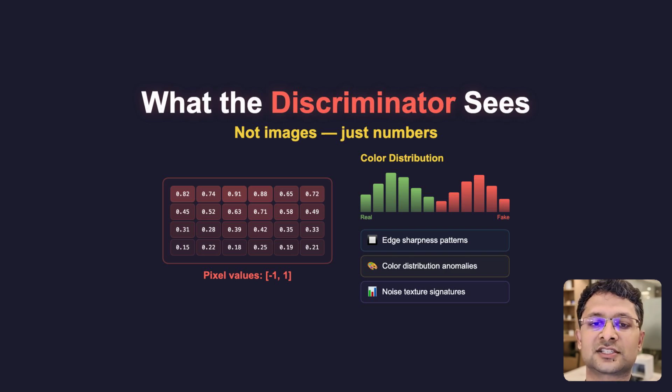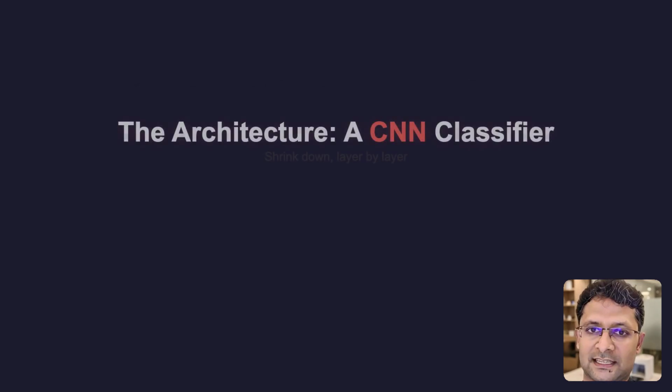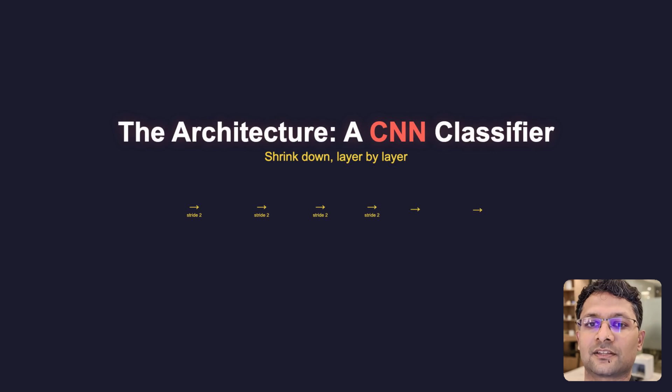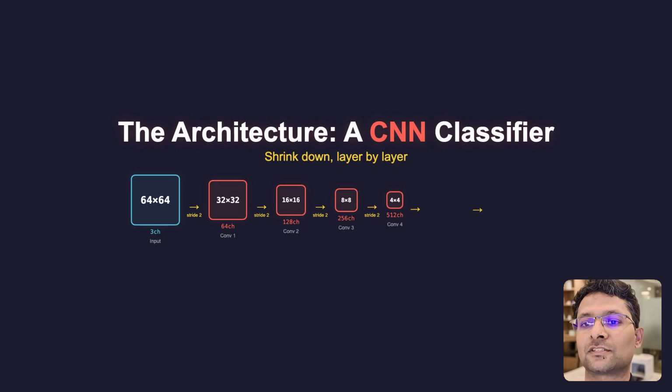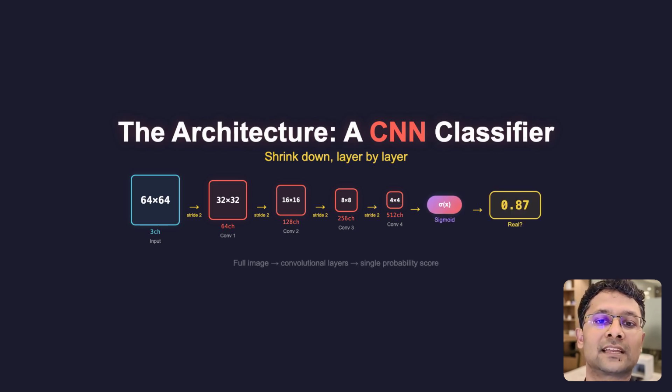The discriminator is essentially a convolutional neural network, a CNN. But while the generator builds up from small to large, the discriminator does the exact opposite. It takes a full-sized image and shrinks it down layer by layer. Each convolutional layer uses small filters, usually 4 by 4, that slide across the image, detecting features. Early layers detect simple things, edges and textures. Deeper layers detect complex things, eyes, symmetry, realistic lighting. By the end, the entire image is compressed into a single number, the probability that the image is real.